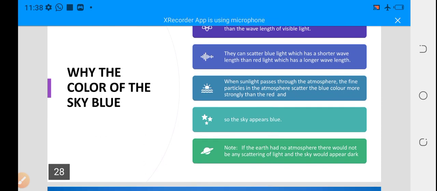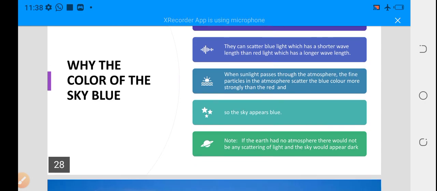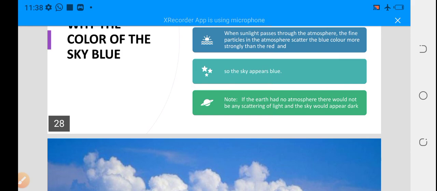If the earth had no atmosphere, what would be the color of the sky? If the earth does not have any atmosphere, the sky would appear dark.